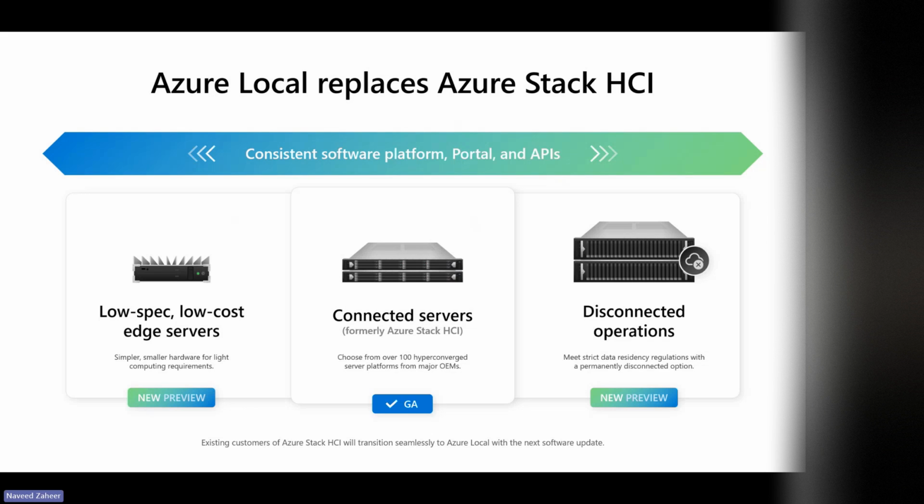Then if you have some edge scenarios where you need low cost, low spec hardware running at some edge location, that is called Azure Local Edge, and that is currently in preview. And then for the disconnected scenario, where you have either no connectivity, very limited connectivity, or periodic connectivity, that's also in preview. Got it?